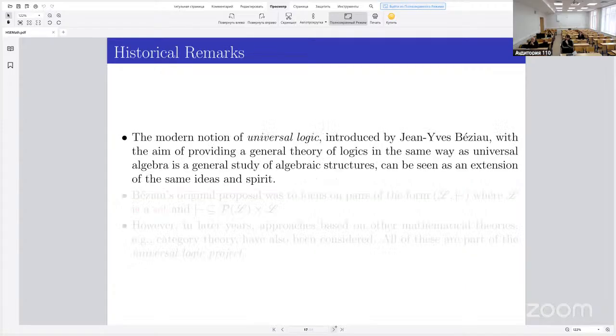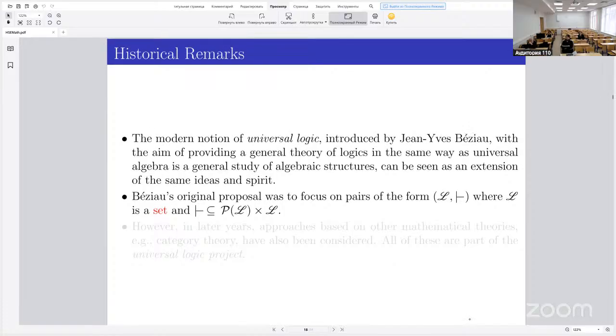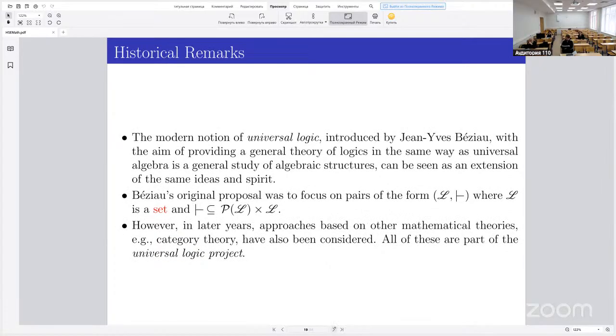Okay, the modern notion of universal logic, introduced by Professor Jean-Yves Béziau with the aim of developing a general theory of logic in the same way as universal algebra is a general study of algebraic structures, can be seen as an extension of the same ideas and spirit. So Professor Béziau's original proposal was to focus on pairs of the same form, L turnstile, where L is just a set and turnstile is just a relation on P(L) cross L. So here no properties are assumed and no cardinality restriction either. L need not be an algebra as in more traditional cases. However, in later years, approaches based on other mathematical theories, for example category theory, have also been considered. All these are part of the universal logic project.